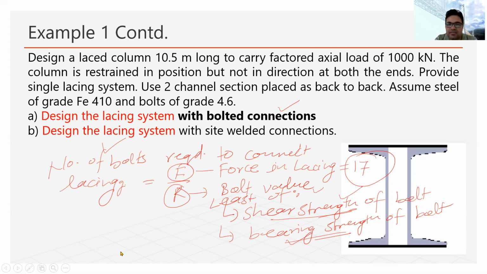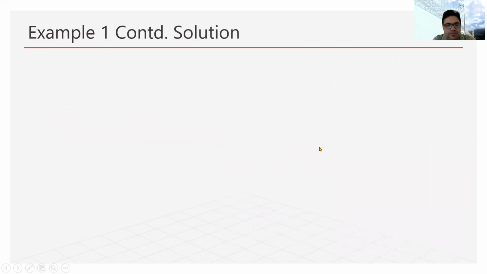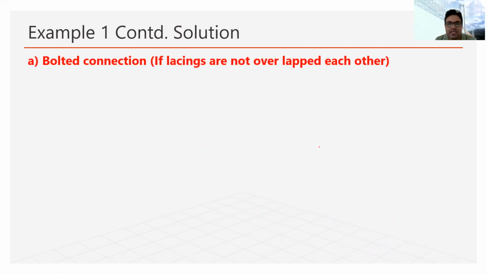As I said earlier, we will solve bolted connection by two criteria. One, when the lacing bar is not overlapped to each other, and the other condition is when lacing bar is overlapped to each other, because in both cases the case will be different. I will show you how. First case is if the lacing are not overlap each other. Well, I will show you.